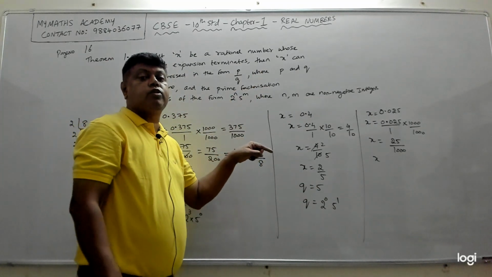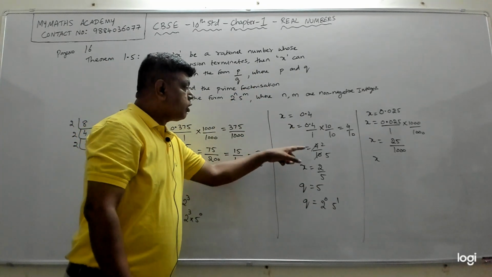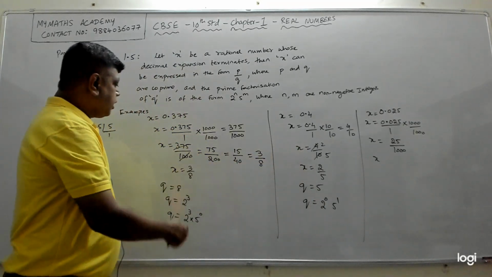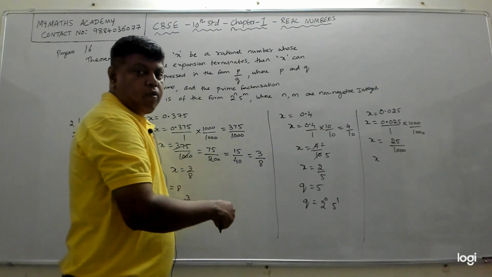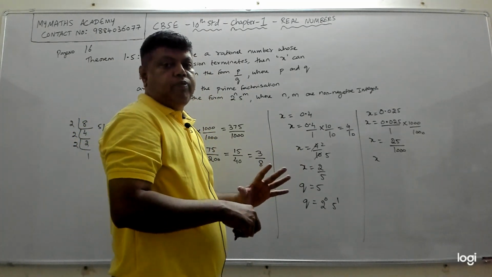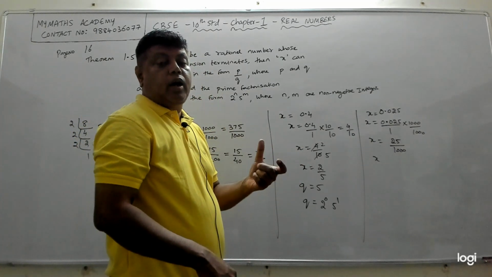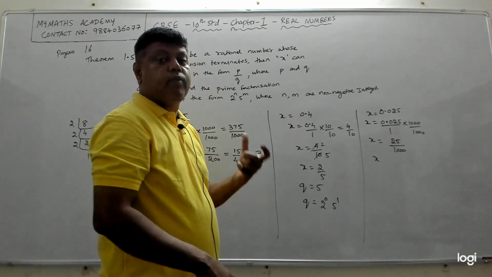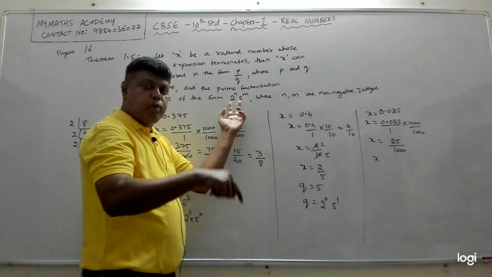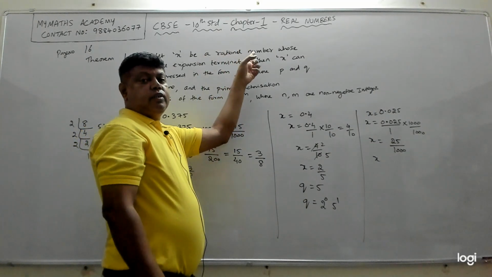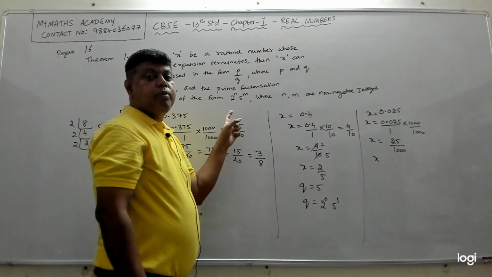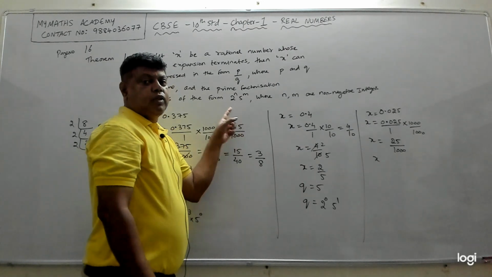There you have to check what is q. Here you can't take your q as 10, or here you cannot take your q as 1000. You have to simplify, and in the simplest form, after simplifying the fraction, you take the denominator and call that q, and then check whether that q is in this form. Whenever x has a terminating decimal expansion, your q will be in this form. That's what the theorem says.